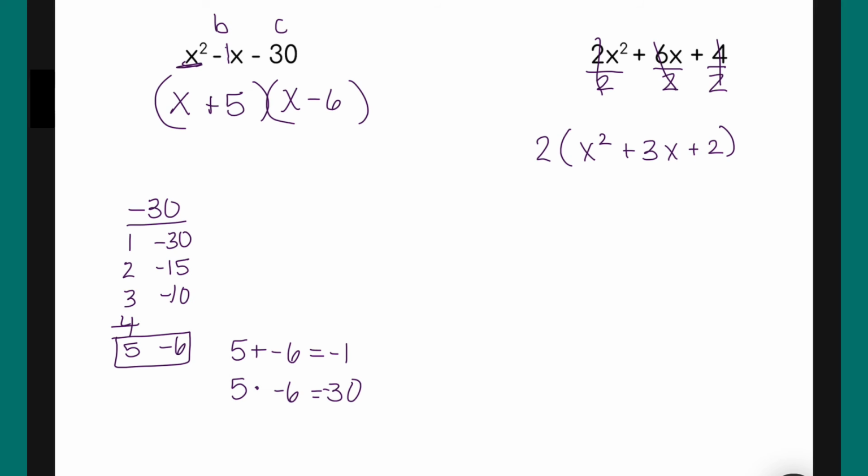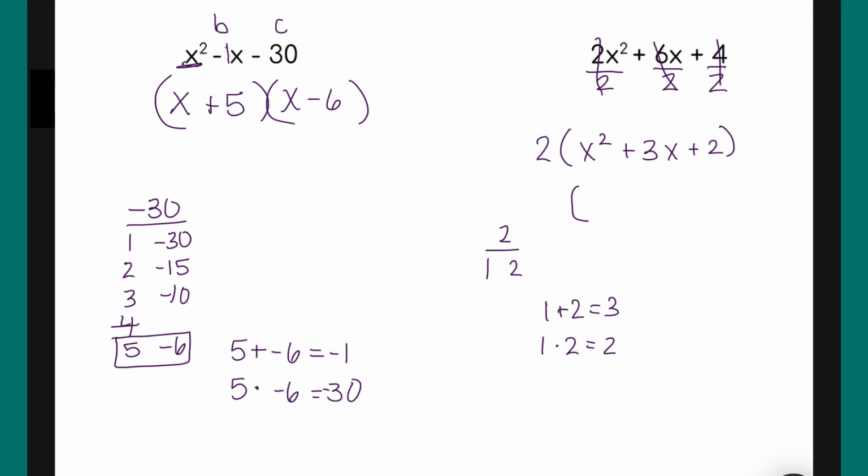leaves me with 2. Now I notice that my a is equal to 1, my b is equal to 3, and my c is equal to 2. So what numbers do you know that multiply to 2? 1 and 2. That's literally it. 1 plus 2 equals my middle value of 3, and 1 times 2 equals my c value of 2.